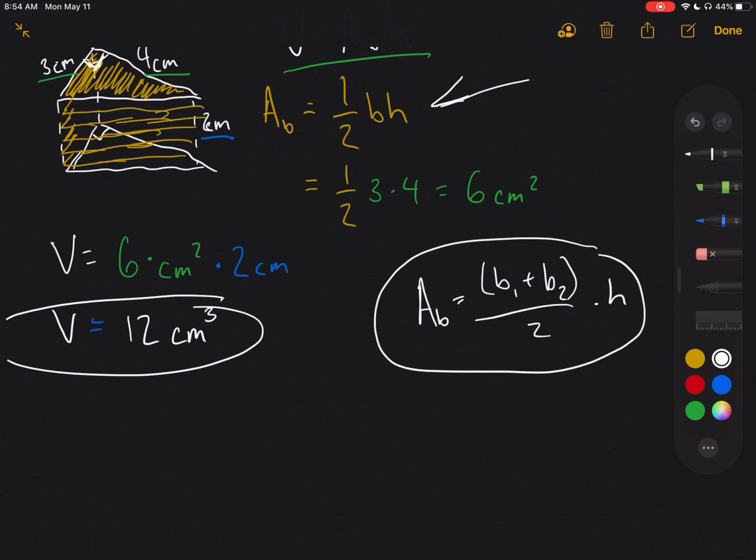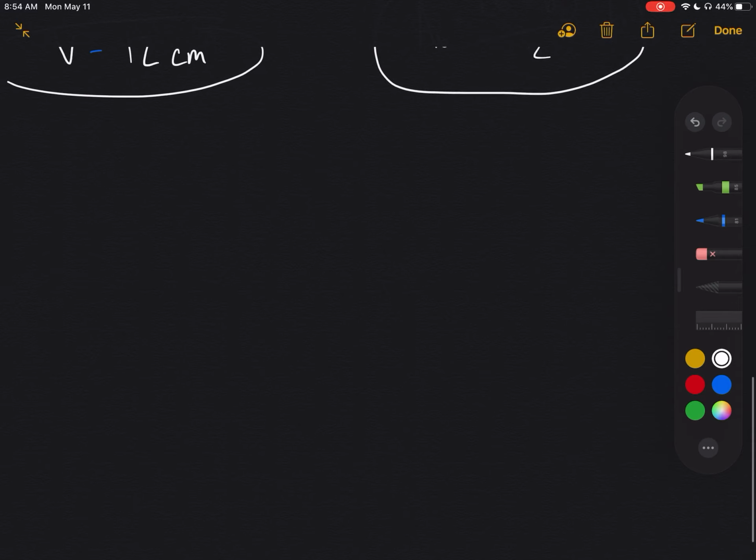Right, and that's just for any of you that want to go try a trapezoidal prism. Okay, let's do one more example of a cylinder.